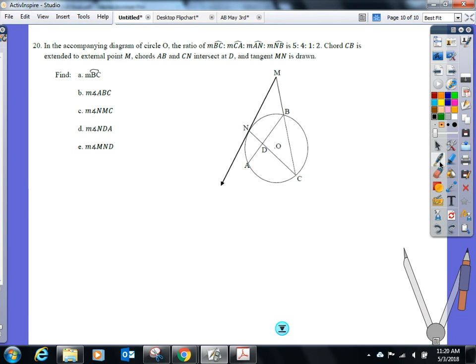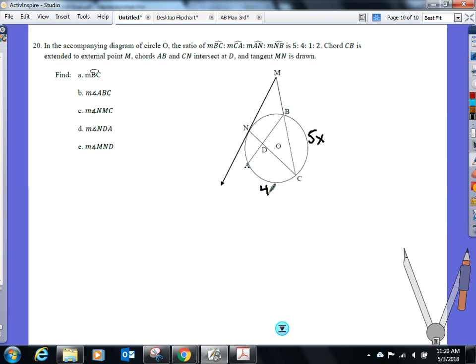All right, here we go. Big circle question coming back tomorrow. Again, the key to these big circle ones, find all the arcs if you can first. Don't look at everything you have to find, it may get overwhelming. A lot of ratios, huh? BC is 5x, CA is 4x, AN is X, and NB is 2x. Can we find the arcs before we get started?